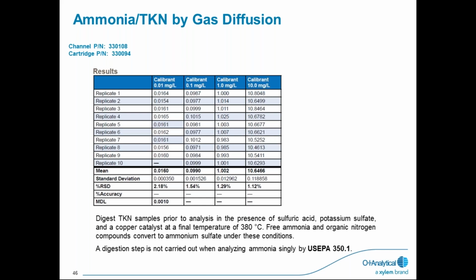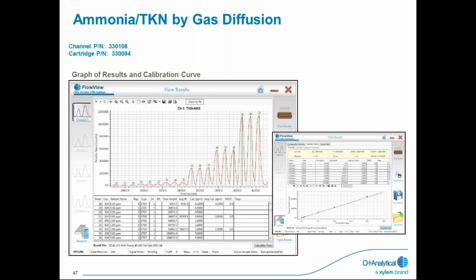Again, with these abstracts, we provide results as well for your review. They talk about digestion of TKN samples prior to analysis in the presence of sulfuric acid, potassium sulfate, and a copper catalyst at a final temperature of 380 degrees C. Free ammonia and organic nitrogen compounds convert to ammonium sulfate under these conditions. The digestion step is not carried out when you're analyzing the ammonia singly by EPA method 350.1. And then we show results and a calibration curve with each of these abstracts.